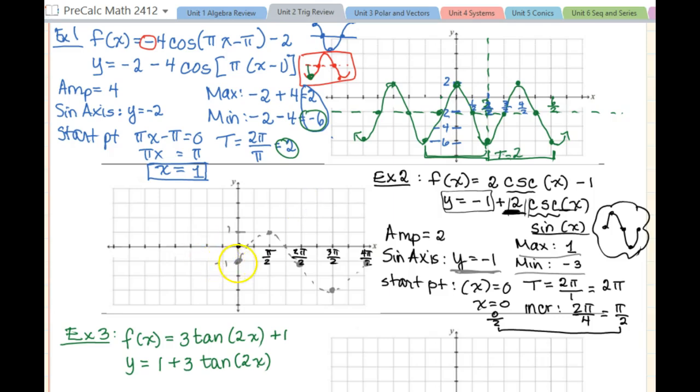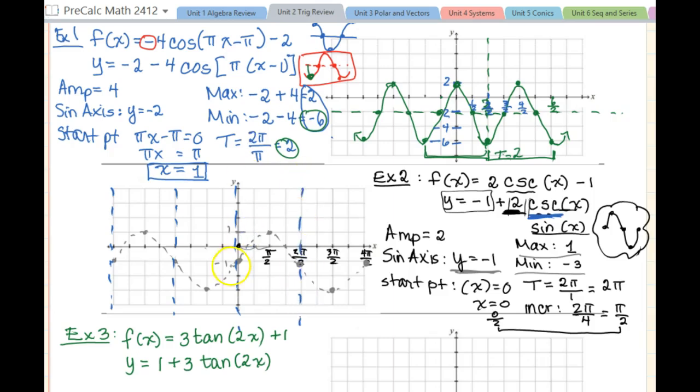And notice I need 2 cycles, so I'm going to come back over here. I'm going to go 2 units, and then I'm going to be at its minimum. 2, 3. And then 2 more units, and back at the sinusoidal axis. 2, back at the max, and then 2 back on the sinusoidal axis. So again, I'm going to put my dashed line. Now I'm going to start doing the asymptotes for my cosecant. Everywhere it crosses the sinusoidal axis is where I'm going to put my vertical asymptotes.